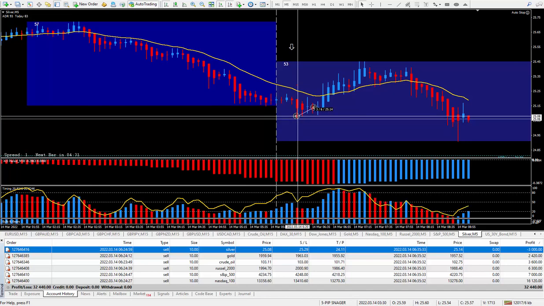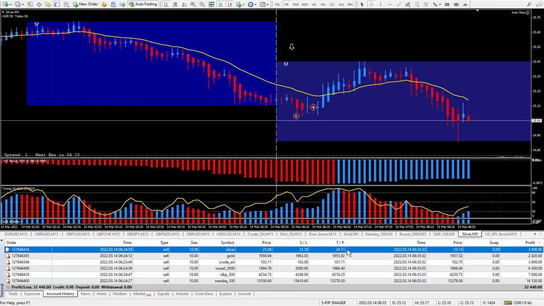Looks like 6 pips. It has to be 6 because each pip is worth $50. 6 times 50 times 10 lots. That's why you see, and it is a negative, so I've lost 6 pips and I lost $3,000.